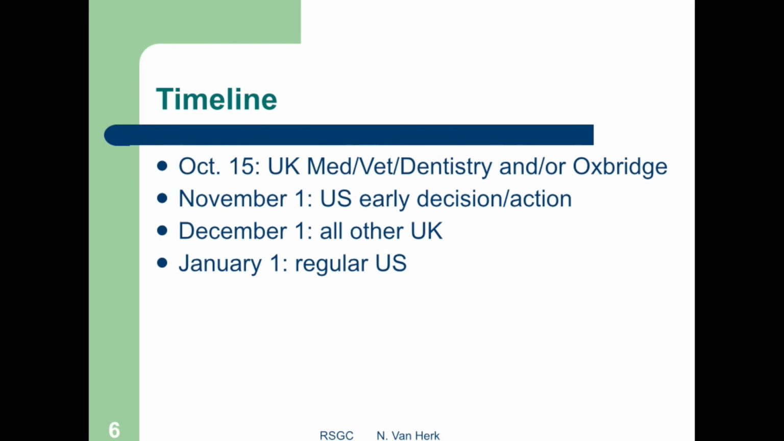All other UK applications and US applications we would actually suggest that you have done by December 1st, but most of the US deadlines are actually January 1st, although that falls during the Christmas break and we won't be around to help you with those. So we would actually suggest that you have everything done a month before whatever the deadline is for the programs or the schools you're applying to.